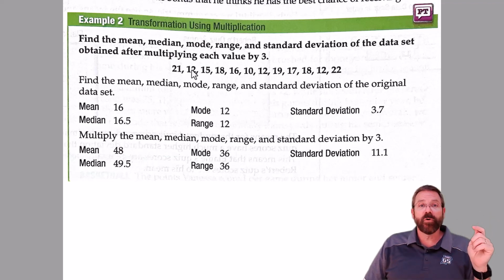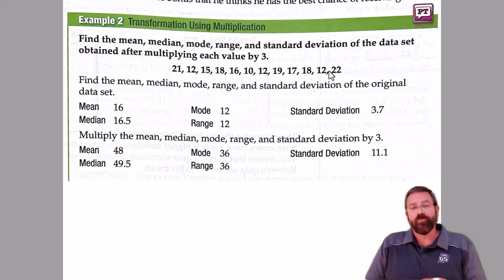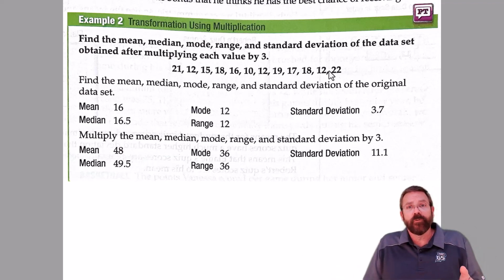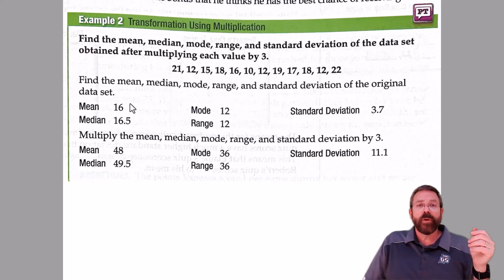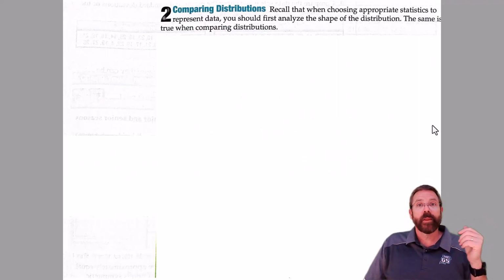So instead of having to multiply each individual data value by 3 and then finding the mean, median, and mode after you did that, all you had to do was find the statistics of the original data values and then multiply each one of these mean, median, and mode by 3, and that gave you the new mean, median, mode, range, and standard deviation. Pretty simple overall.